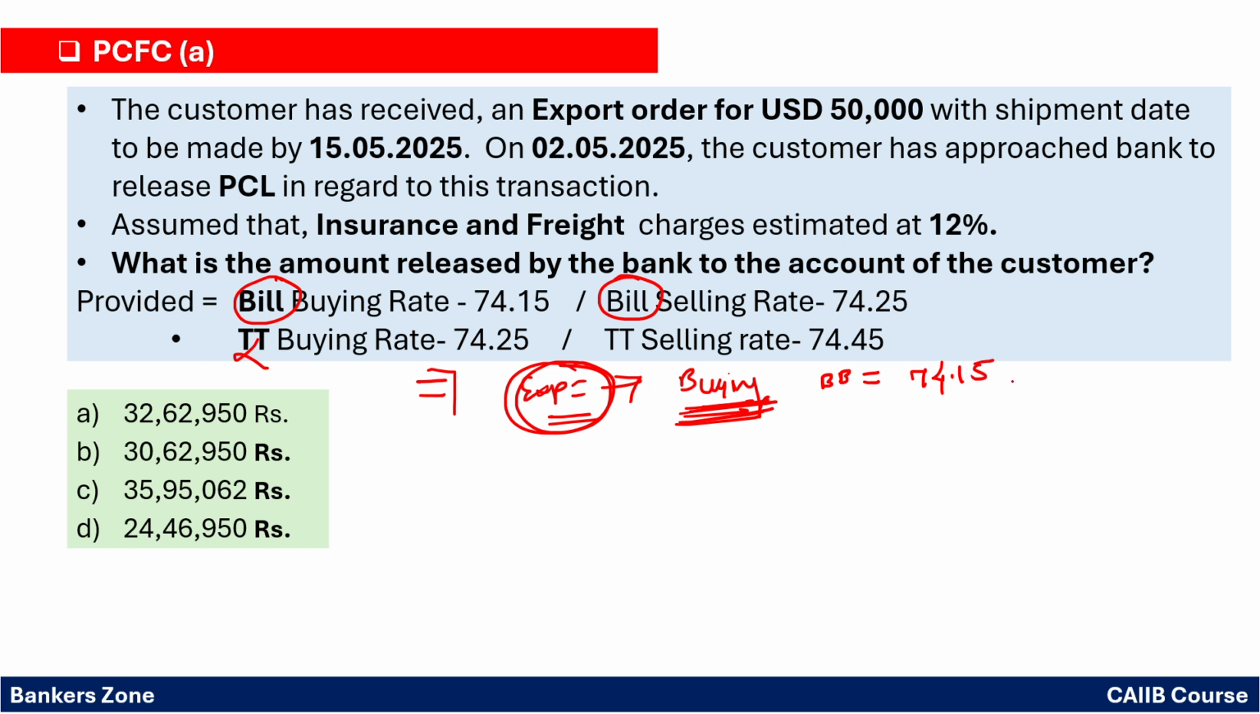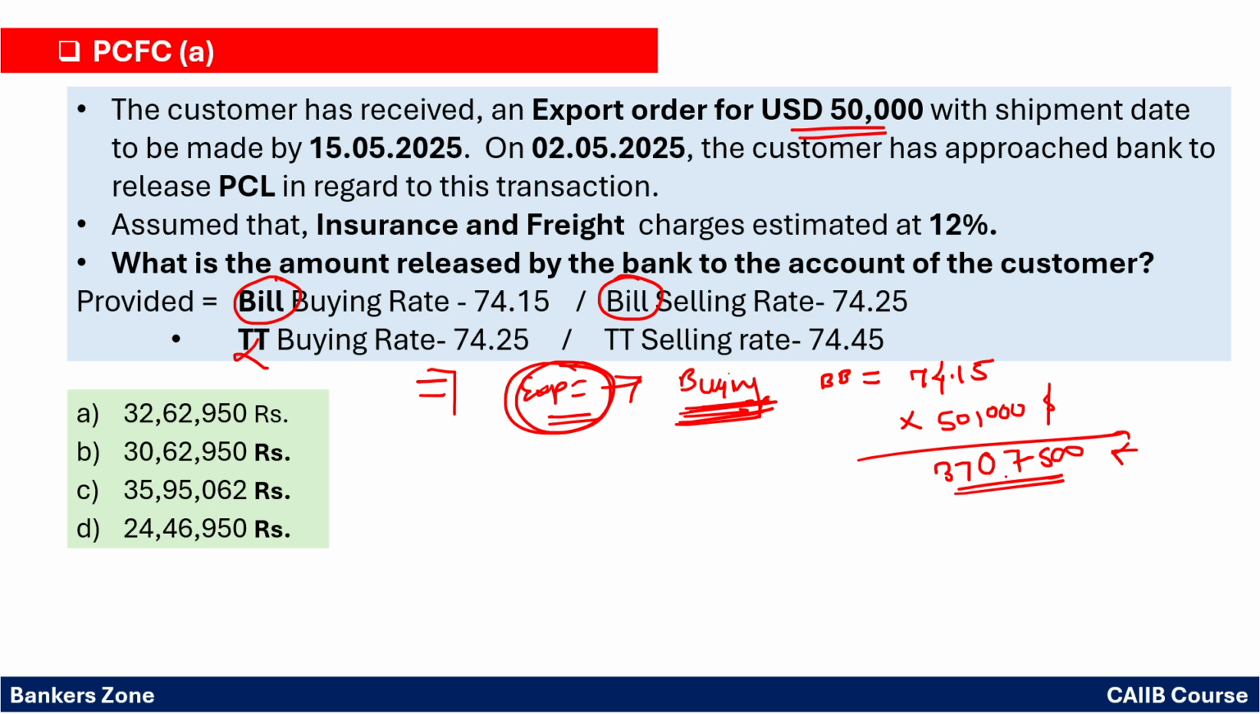After that, how many dollars are they talking about? They are talking about 50,000 US dollar. So simply multiply the rate with 50,000, right? You will get the rupee equivalent. So you will get approximately 3707500. This you will get as the rupee equivalent.